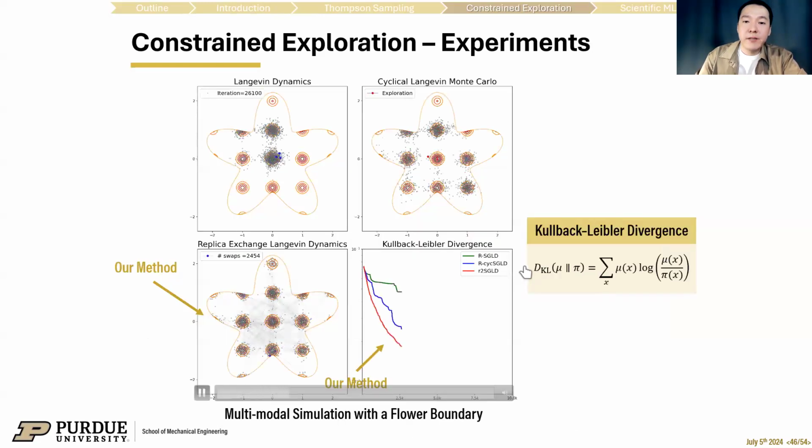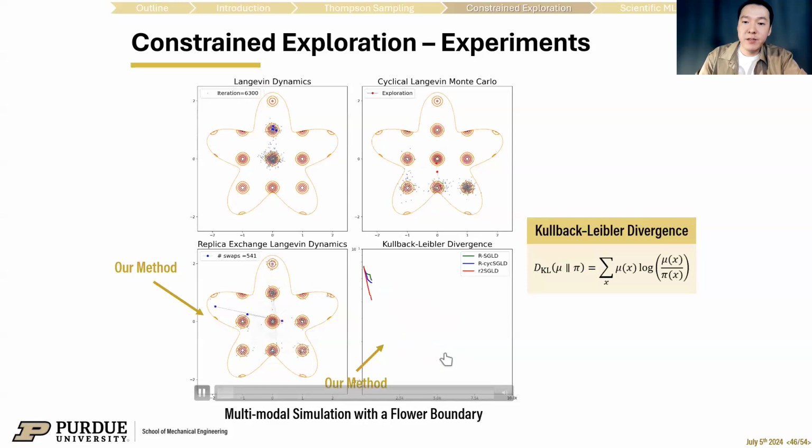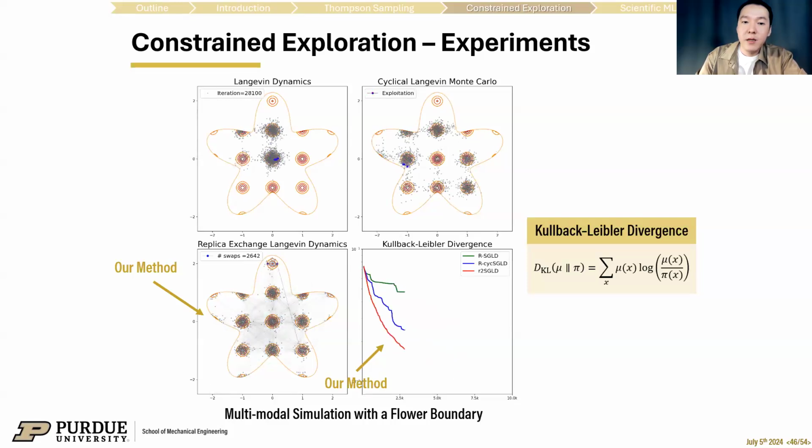We also did a lot of experiments to validate the proposed algorithm. Like this one, we use the algorithm to simulate a 2D multimodal distribution with a flower boundary. And we also compared with Langevin Monte Carlo and the cyclical Langevin Monte Carlo. We calculate the KL divergence to compare which one performs the best. And the smaller the value, the better the performance. You will see the proposed algorithm consistently performs the best.